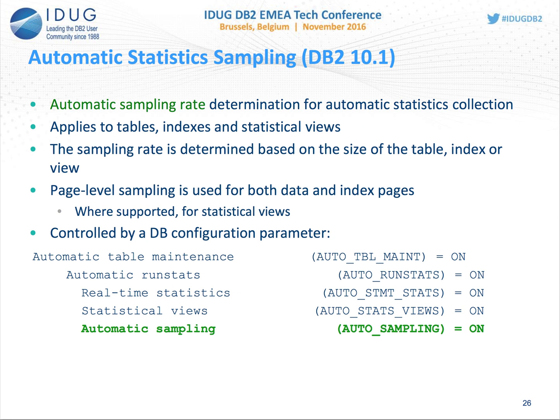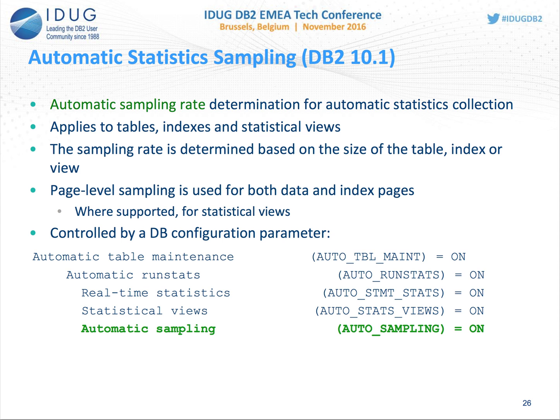The auto sampling rate was added in 10.1. This applies to tables, indices, and stat views. The sampling rate is determined based on the size of the table. It's going to use page level sampling by default for both the data and index pages, and it is possible in some cases to do page level sampling for stat views as well.